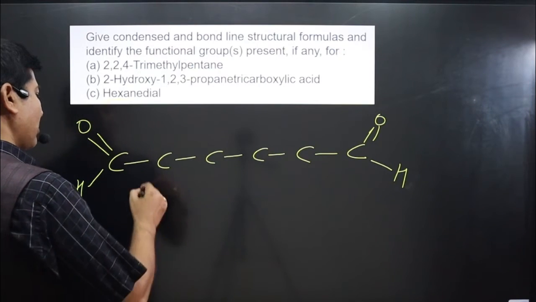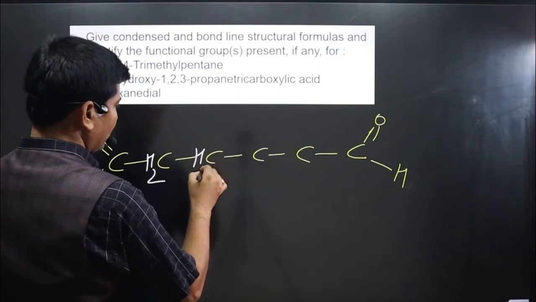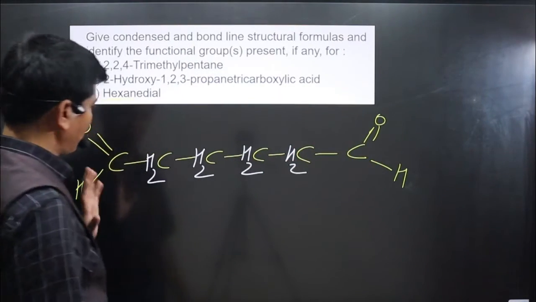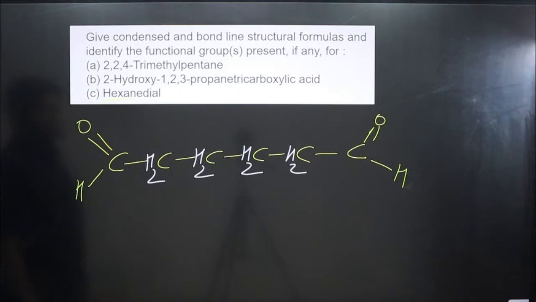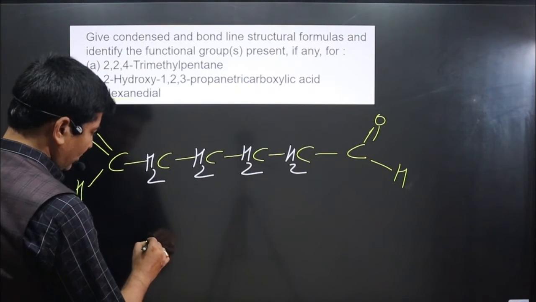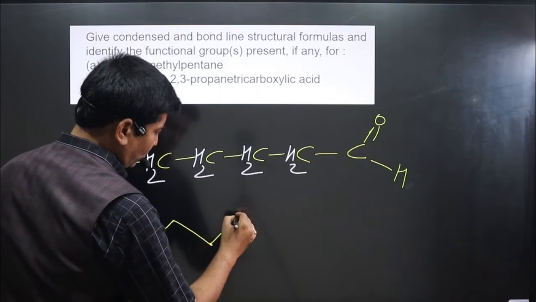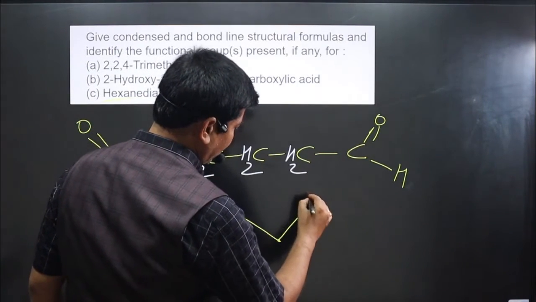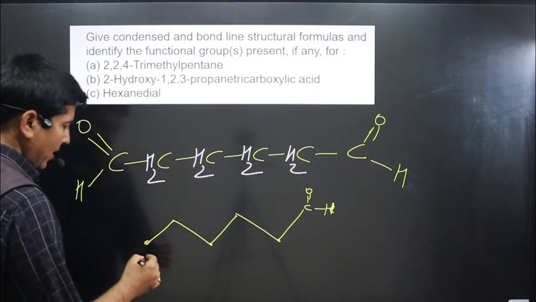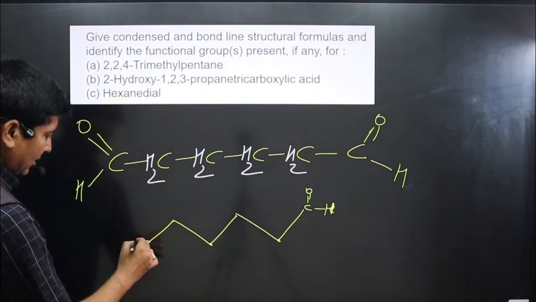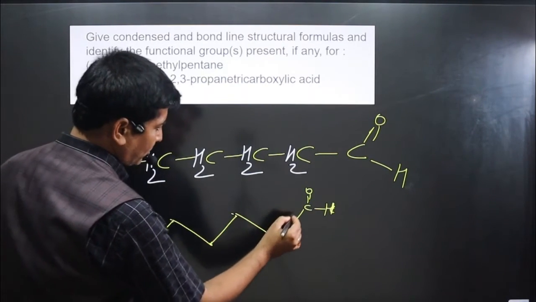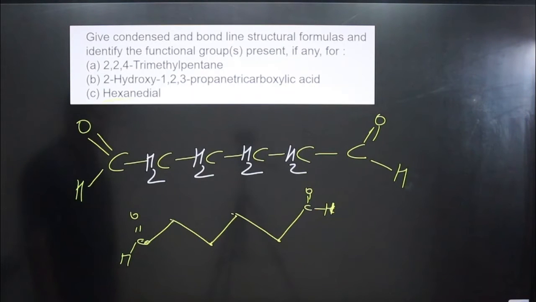Satisfy the valency of carbon by attaching hydrogen: it is H2, H2, H2, and the end carbons are already forming 4 bonds. Now, how many carbons are there? 6. So in the line structure: 1, 2, 3, 4, 5 and 6. In the line structure we mention the functional group: here C double bond O and H, and the same on the other end. This is the bond line structure.